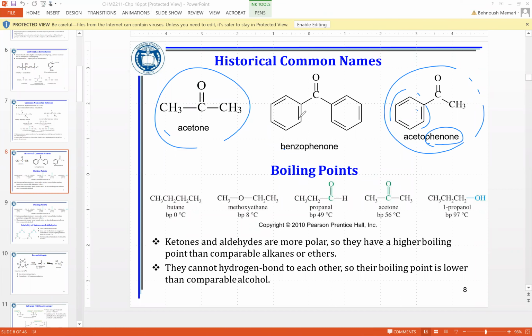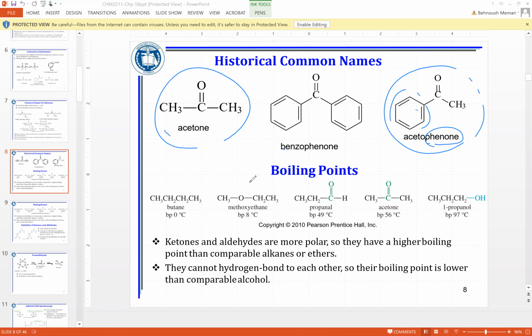Now, physical properties, boiling point. What do you expect? A high boiling point or low boiling point compared to alkane? Compared to an alkane with the same number of carbons, aldehydes and ketones are definitely going to have a higher boiling point, because they have a C=O double bond, and that makes the molecule polar. And if it's polar, the intermolecular force is going to be dipole-dipole interaction. Dipole-dipole interaction is going to be much stronger than dispersion forces.